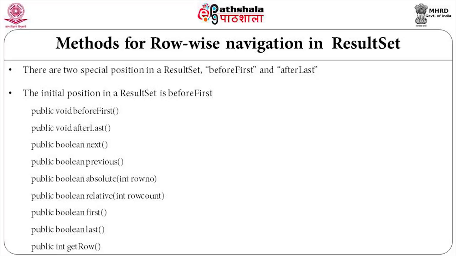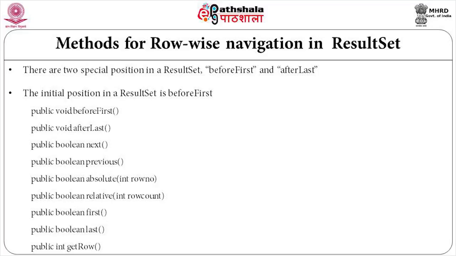So it goes from the beginning till it has reached the after-last position. So we have positions like before first and after last. Navigation-wise, the next method goes to the next row. Same way, we also have a method called previous to move in the opposite direction, going backwards. So we have a next method returning a Boolean, and a method called previous that also returns a Boolean.